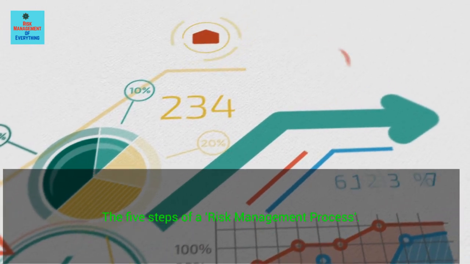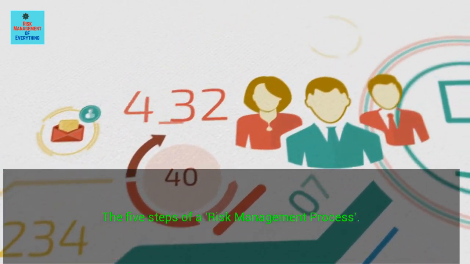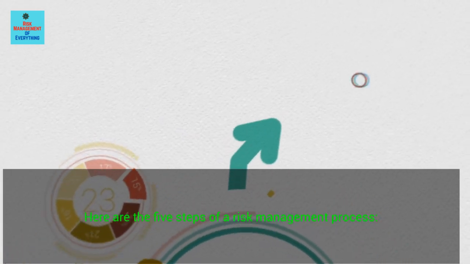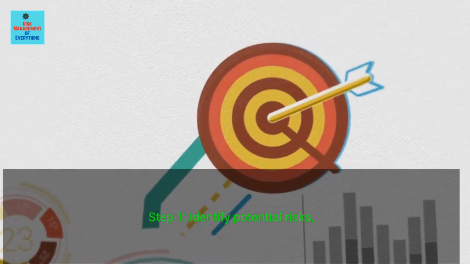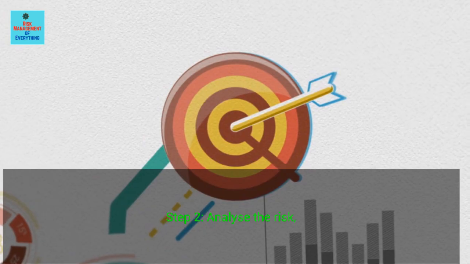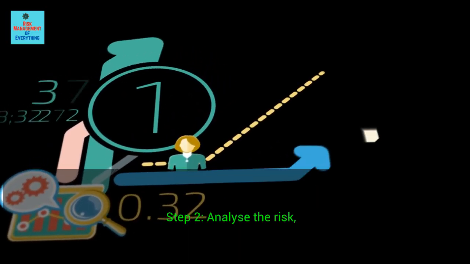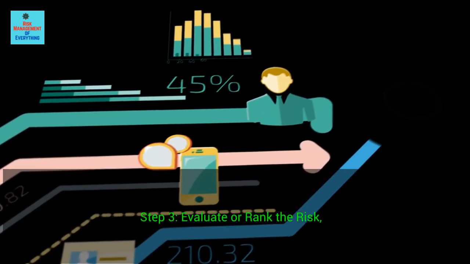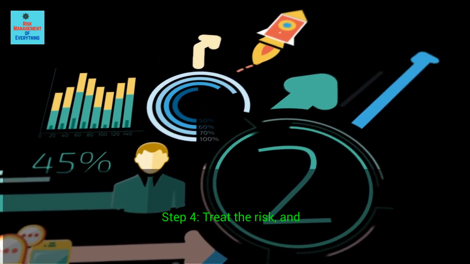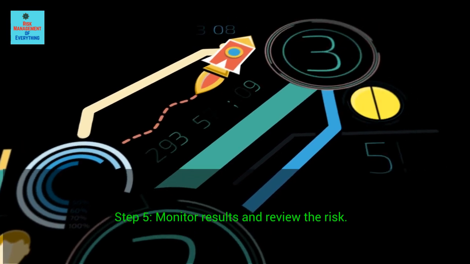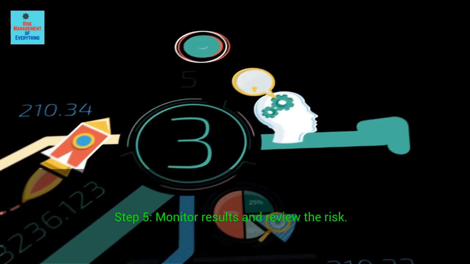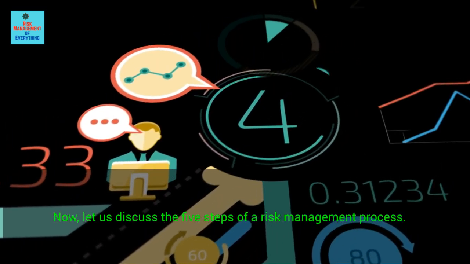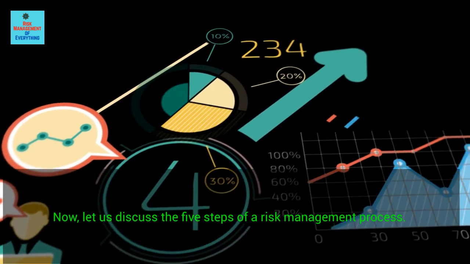The 5 steps of a risk management process. Here are the 5 steps of a risk management process. Step 1, identify potential risks. Step 2, analyze the risk. Step 3, evaluate or rank the risk. Step 4, treat the risk, and Step 5, monitor results and review the risk. Now, let us discuss the 5 steps of a risk management process.